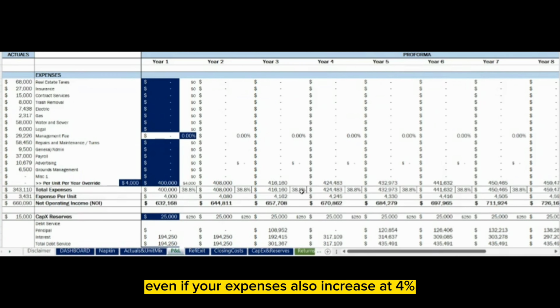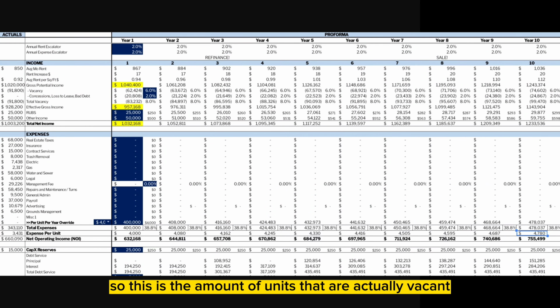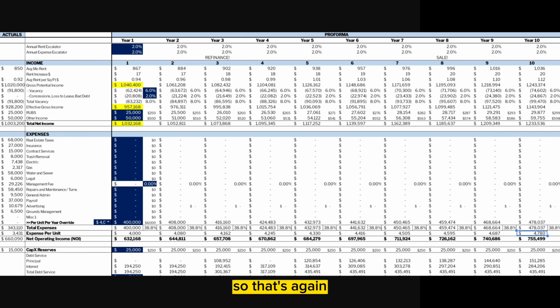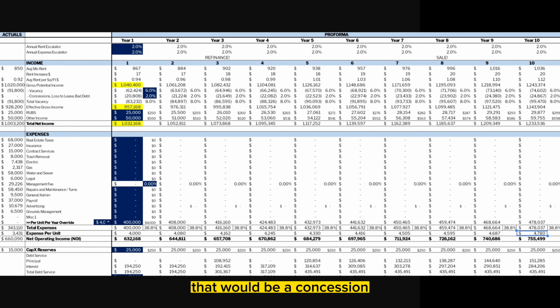To move on from there, physical vacancy. This is the number of units that are actually vacant. So this is a 100-unit property: 5% vacancy is 5 units vacant, 6% vacancy is 6 units vacant. So that's again the units that are actually vacant through the year. Economic vacancy is concessions. So maybe you've got several units vacant and you offer the first month's rent free. That would be a concession.